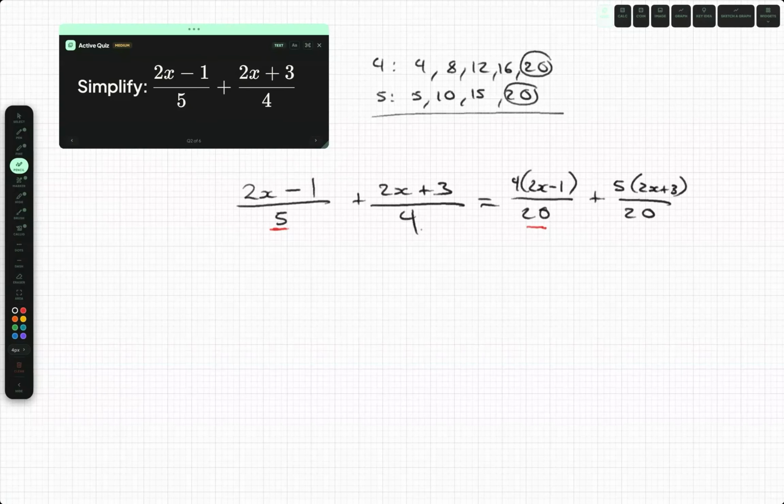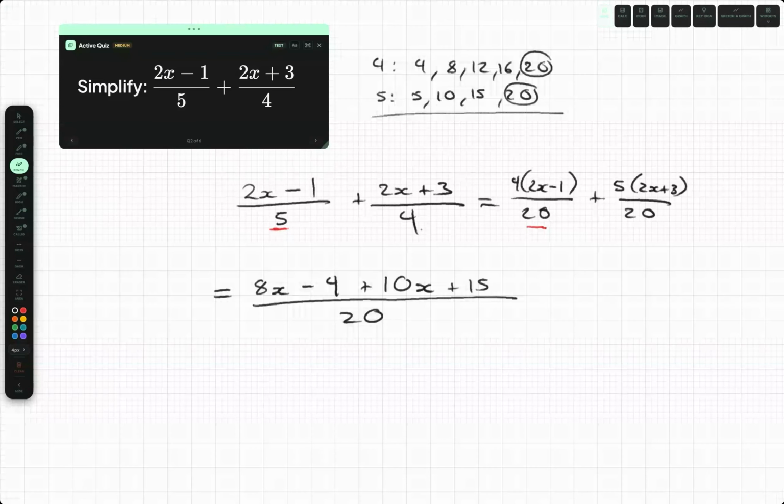Right, now we're on the next step. We're just going to expand both of these. 4 times 2x is 8x. 4 times negative 1 is minus 4. Plus 5 times 2x, which is 10x. And then 5 times 3, which is 15. All over the exact same denominator, which is 20.